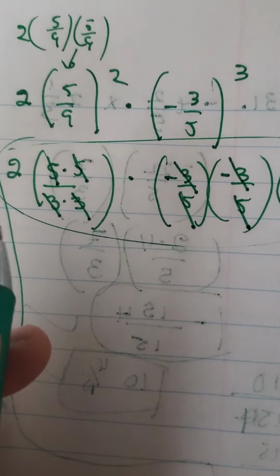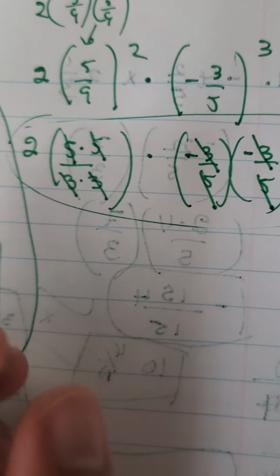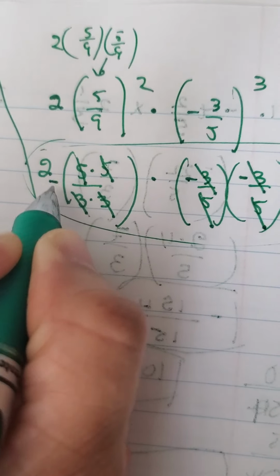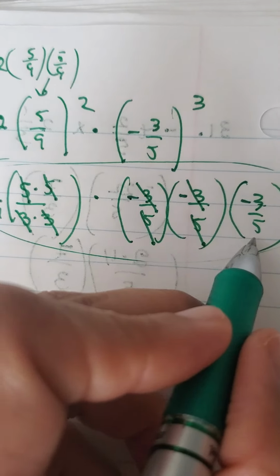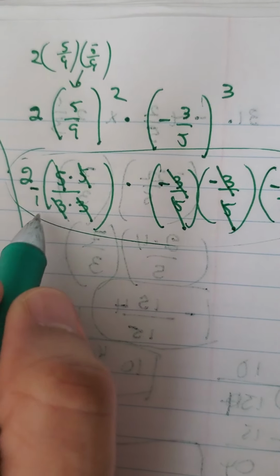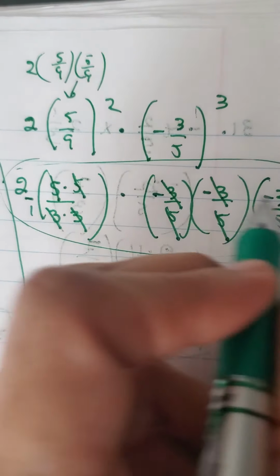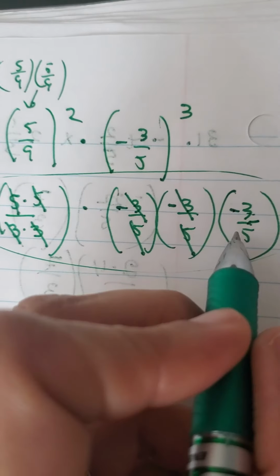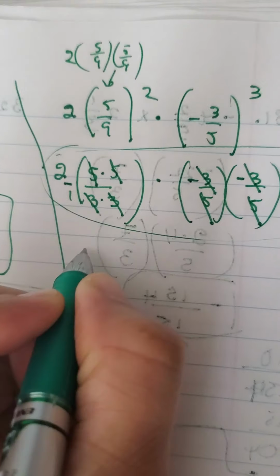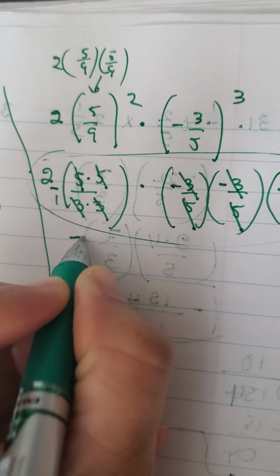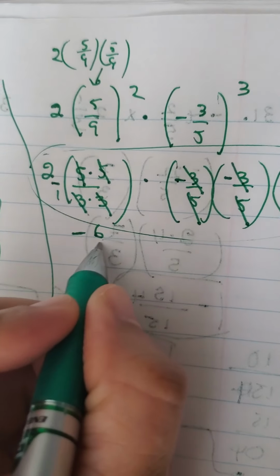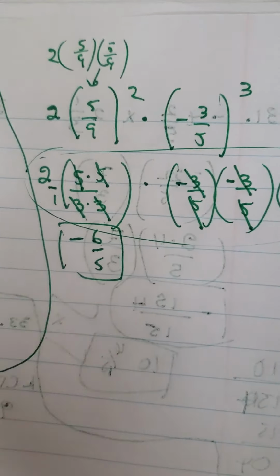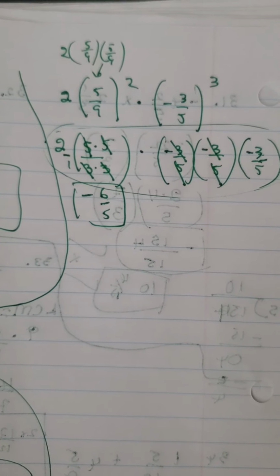Are there any more factors that we can cancel? Any factors of 2? Because this is actually 2 over 1. Factors of 2. Any factors of 3? Nope. So what are we left with? 2 times negative 3 over 5, right? Yep. So that is 2 times negative 3 is negative 6. And 5 times 1 is just 5. So this is our final answer. Yay!